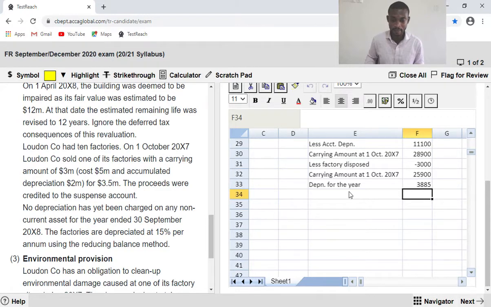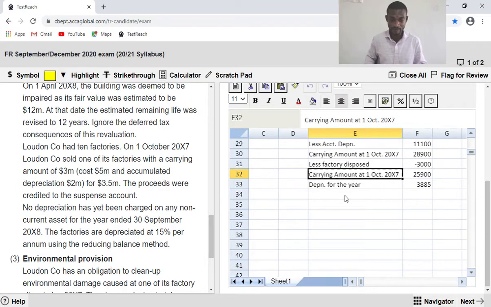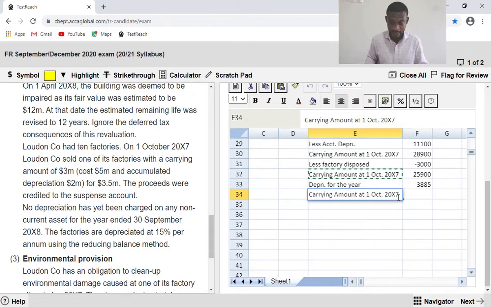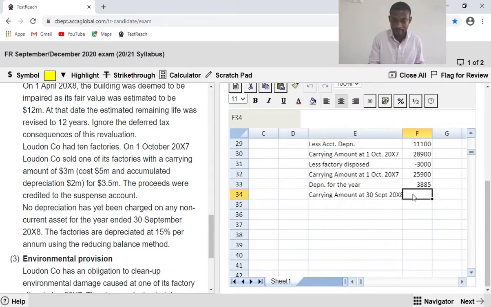Now, because I have to copy this again, so Control C and then Control V to paste it, but this time I have to adjust the year end. It's X8 and it's 30th September. Very simple. And this figure is equal to this minus the depreciation for the year, and that is it.